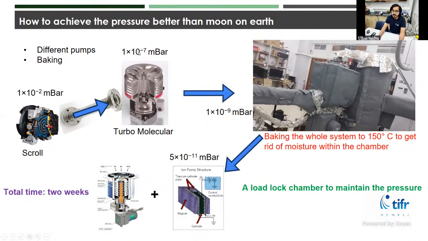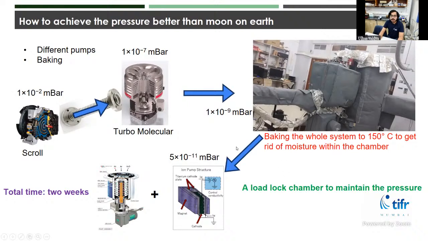Now, another problem: if you open your chamber to the atmosphere, all the moisture will get absorbed in the walls of your chamber. It comes out slowly, and that is called degassing, and that will make your pressure very bad. To get rid of the moisture, you can bake your system. So we bake our whole system like that to 150 degrees Celsius to get rid of the moisture.